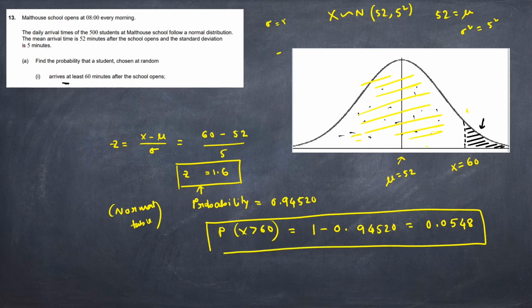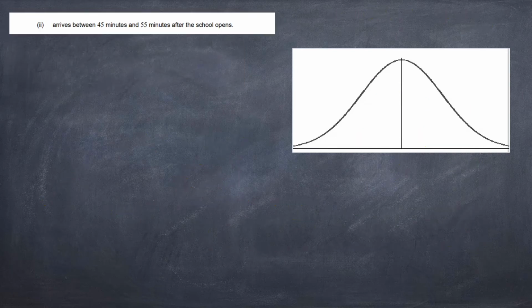In this way, you can calculate the first answer. Now we will move towards the next problem: arrives between 45 minutes and 55 minutes after the school opens. Here we have two regions. This region is 55 and this region is 45.